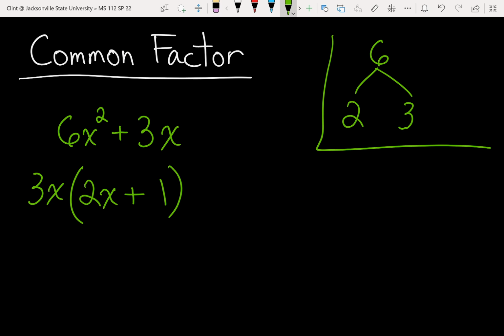And the good thing about these is you can check, make sure you did it correctly. Because all we would have to do to check it is multiply it back out. So we'd use the distributive property here. 3x times 2x is 6x squared. 3x times 1 is 3x. Yeah, that works backward. This is factored.